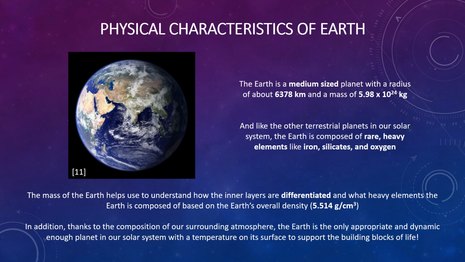The mass of the Earth really helps us understand how it has its structure, how it has these differentiated layers, and it also tells us about where the heavier elements are based on our composition, because our overall density for Earth is 5.514 grams per cubic centimeter. And all of this adds up to a really dynamic planet that has a lot of changing atmospheric conditions and geological conditions. And all of this adds up to the perfect conditions for life.